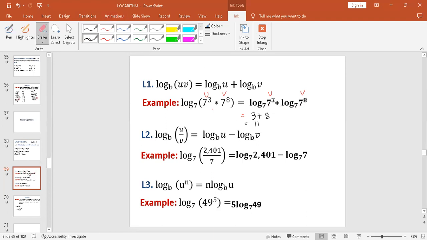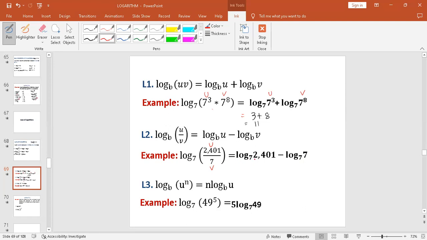So let's come now to L2. We have log of 2,401 over 7 to the base 7. So this is U, this is V. So we will expand this using subtraction because U and V are expressed as quotient. So paghiwalayin natin sila. So naging log of 2,401 to the base 7 minus log of 7 to the base 7. Ngayon class, look at the first term.